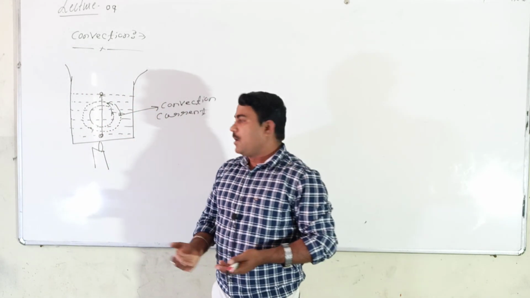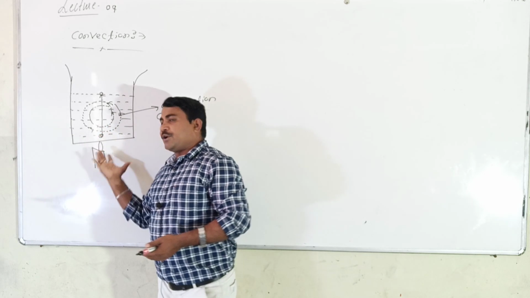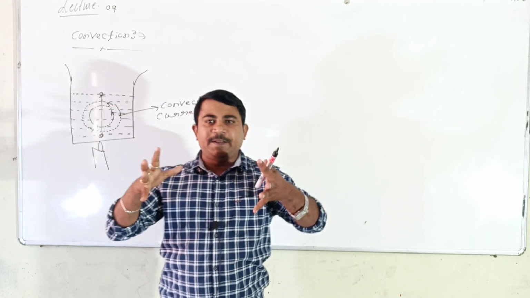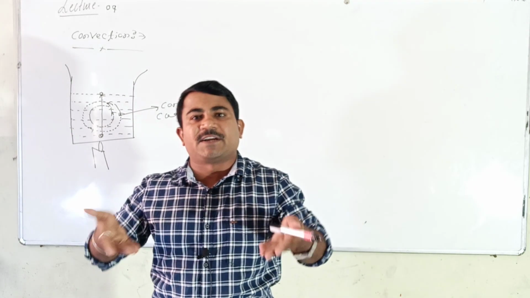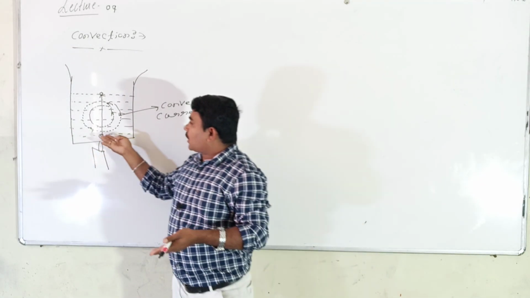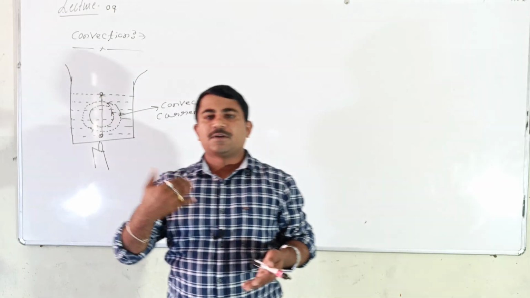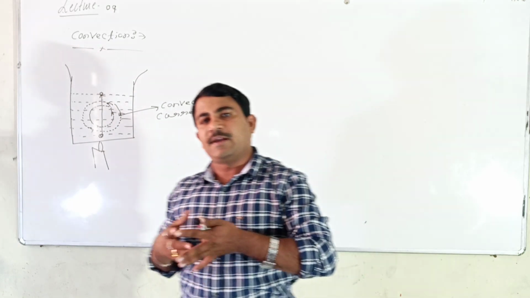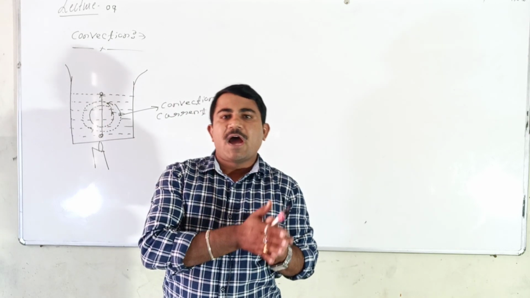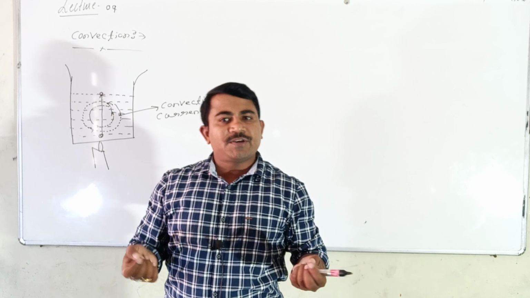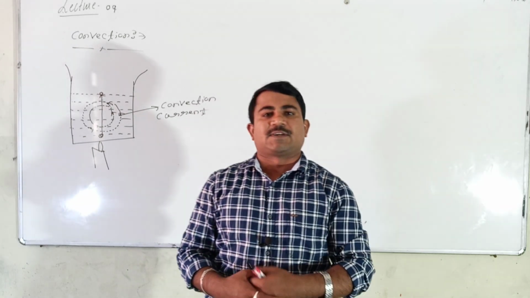How is the current set up? The bottom molecule which is in contact with the heat source absorbs a large amount of energy. As a result, it expands. Then density decreases. It rises up. The raised molecule transfers heat energy to the upper molecule. Then the convection current is set up in the liquid. This is how convection is possible in the case of liquid, and convection is also possible in gases.